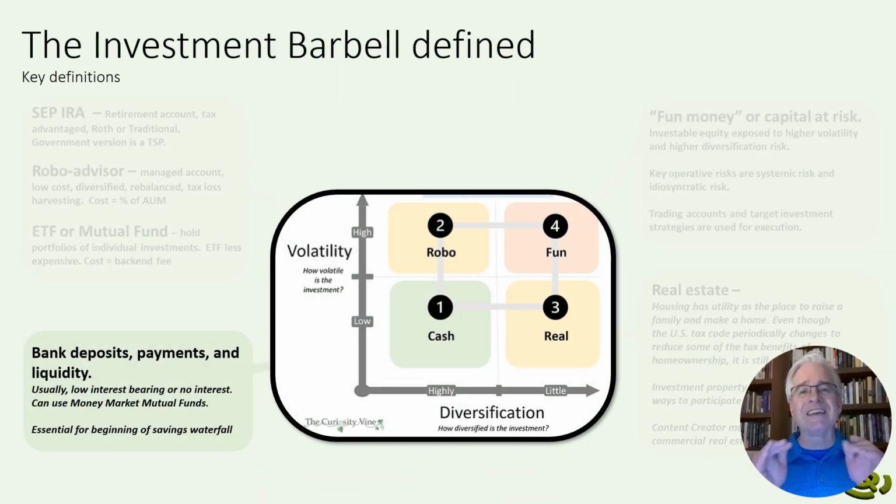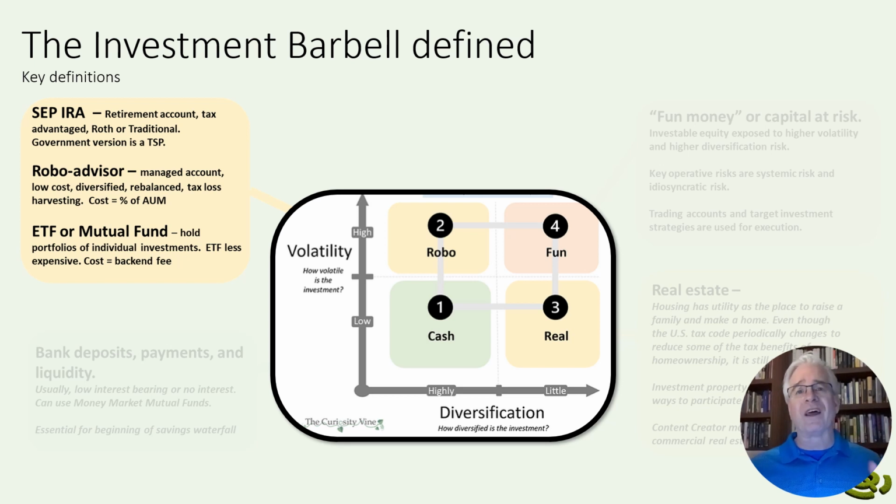Now, let's dig into some of the specifics of each quadrant, starting with cash. That's quadrant 1. These are bank deposits, payments, and liquidity, usually low interest bearing, even sometimes no interest for your demand deposit accounts or your regular checking account. You can use money market mutual funds. This is essential for implementing your savings waterfall.